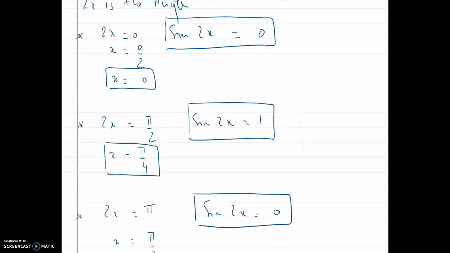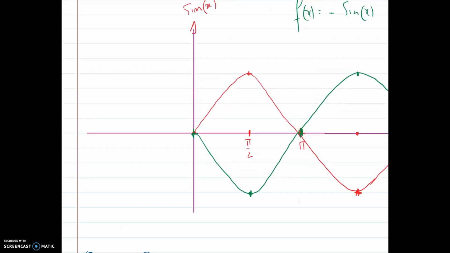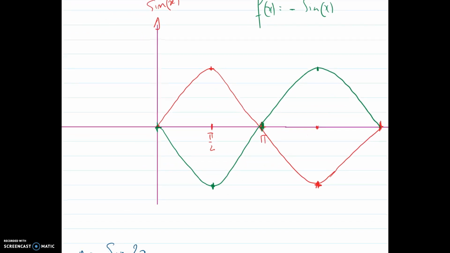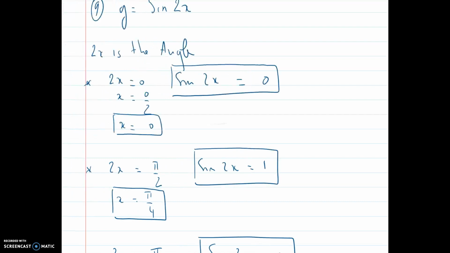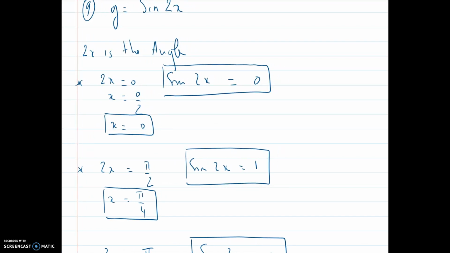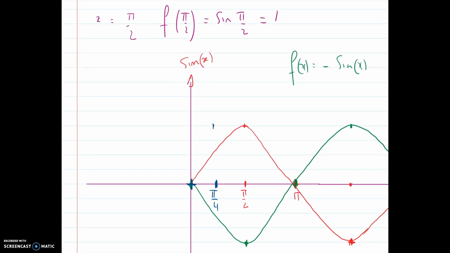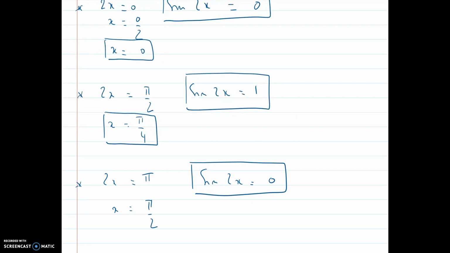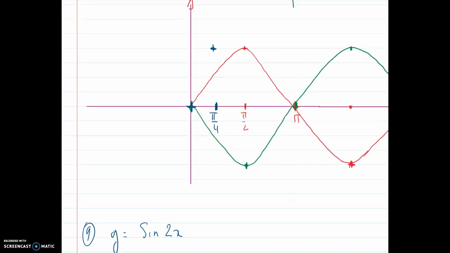Okay? So if you don't mind, what I'm going to do is go back to this first graph right here. When x equals 0, I'm right here. When x equals pi over 4, so obviously pi over 4 is right there, I said that the sinus 2x equal 1. So now my 1 is right there. When x equals pi over 2, sinus 2x equals 0. So now my 0 is right here.